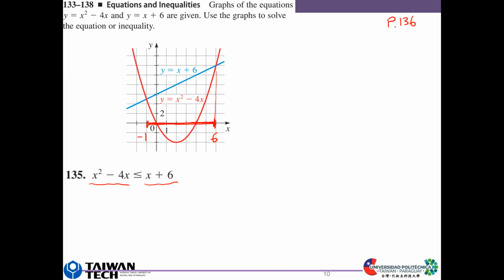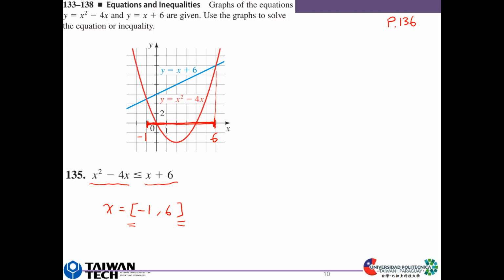The range, the solution, is that x needs to be between -1 and 6. Because -1 and 6 are included, we use a bracket. If -1 and 6 were not included, we would use a parenthesis.